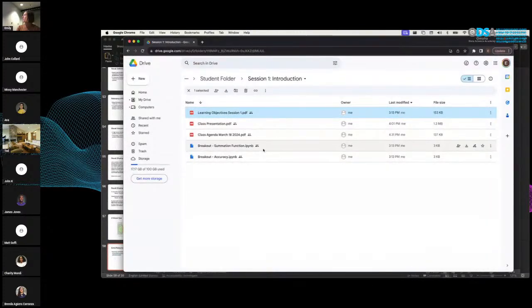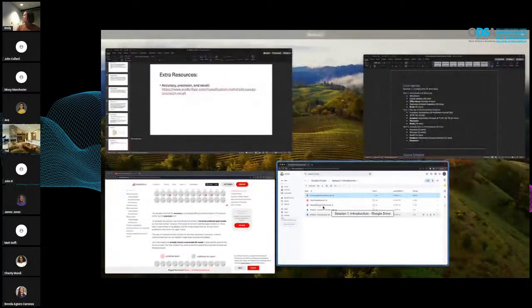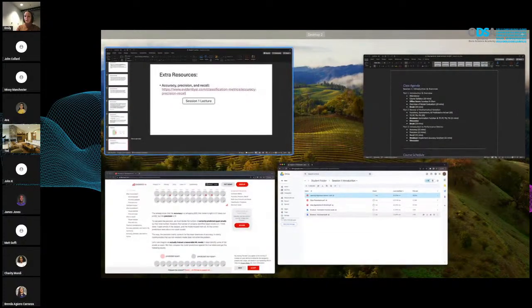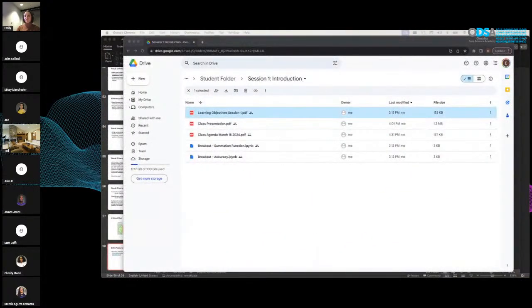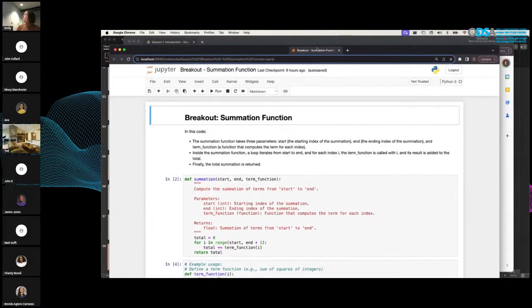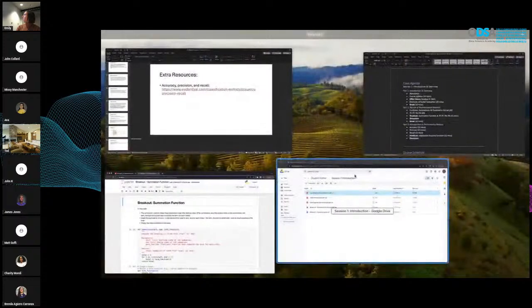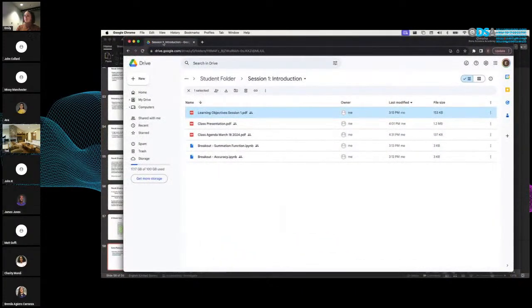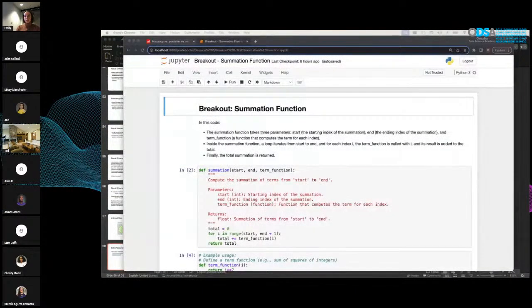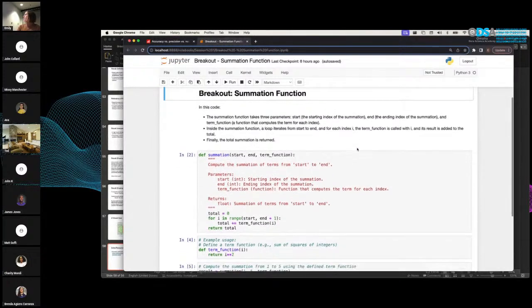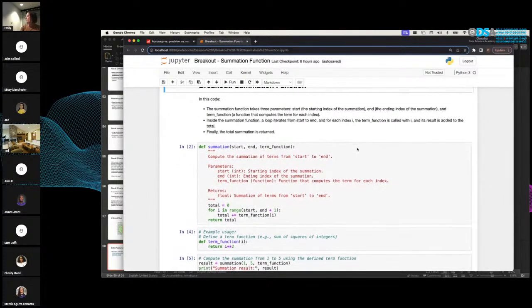Let's start with the summation function. If you want to download that, put it in your location, your repository, wherever you're working from. It's also on my repo if you're interested in grabbing it from there, but I was trying to co-locate everything so you don't have to jump around 10 locations. I will open it on here as well. So here is the breakout exercise.